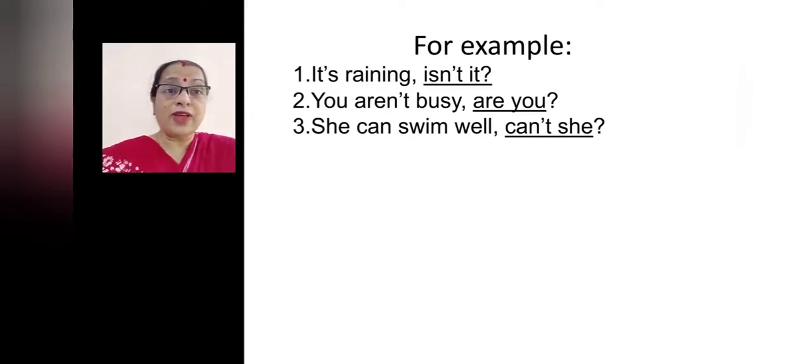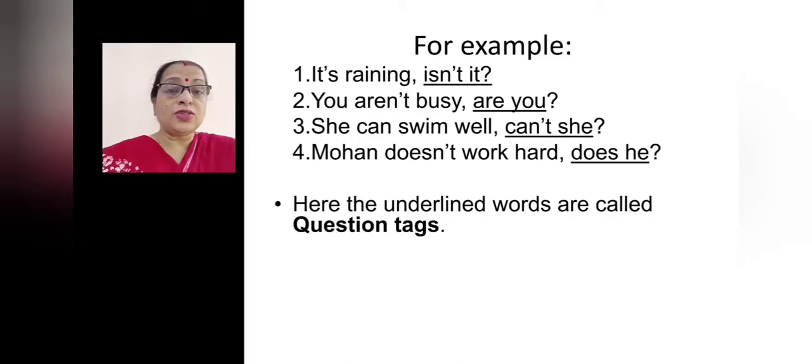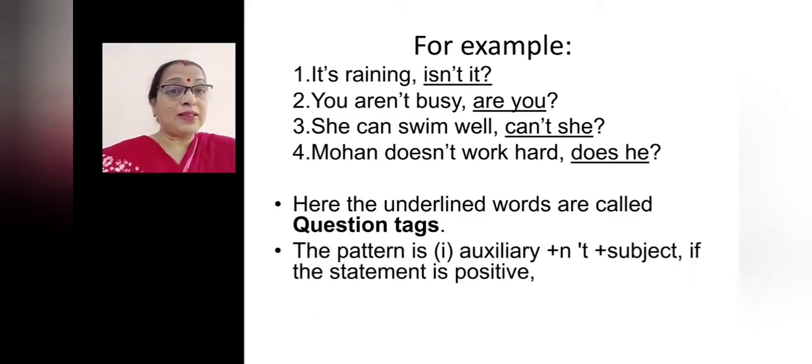She can swim well, can't she? Mohan doesn't work hard, does he? So here, what have you seen? Here the underlined words are called question tags. What is the pattern? Let us see. Here the first one: auxiliary plus not plus subject if the statement is positive.